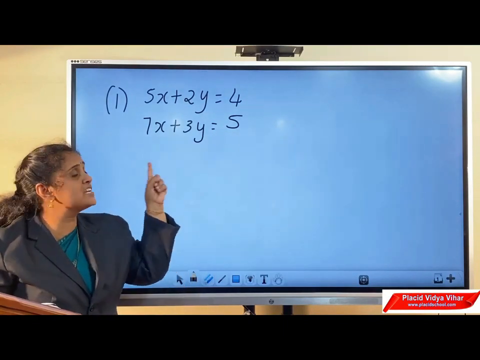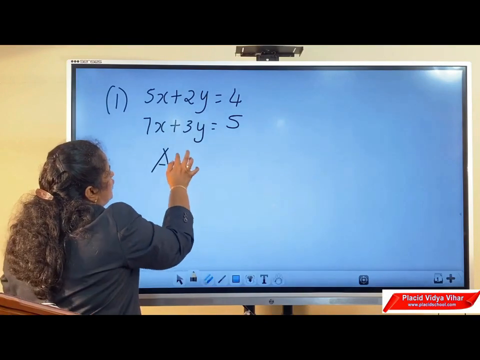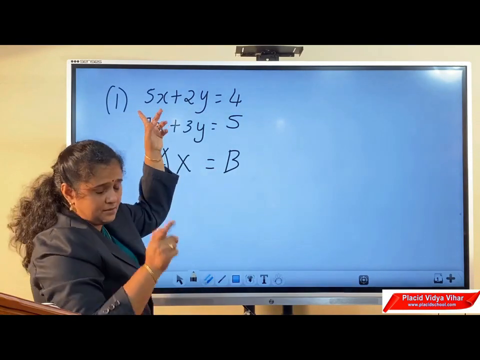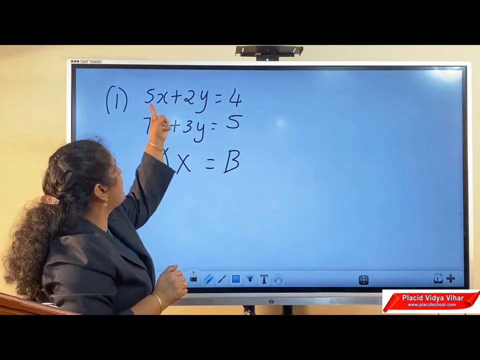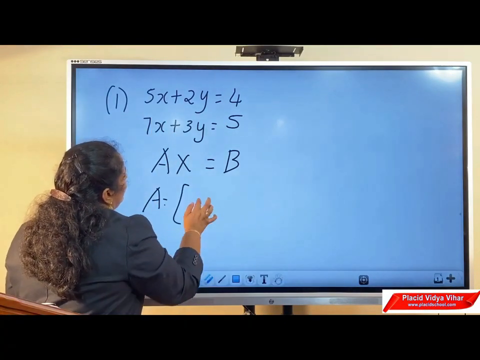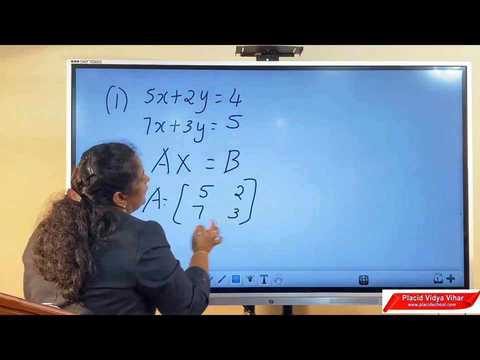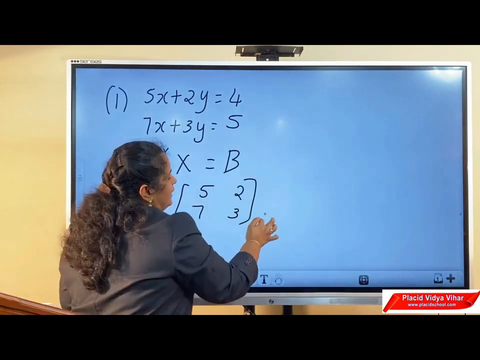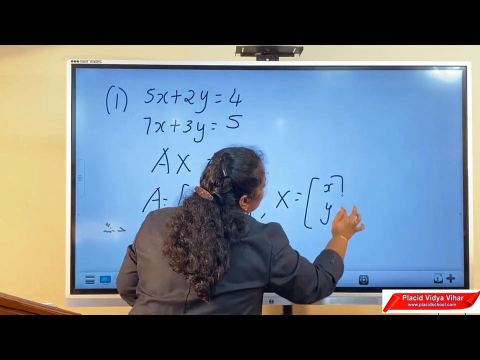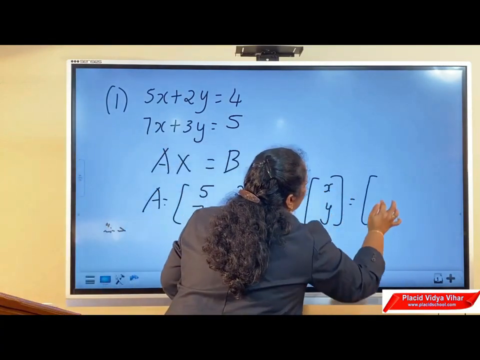The system of equations can be written as AX is equal to B. Write it as a matrix. A is equal to 5, 2; 7, 3. X is equal to, here two variables are there, x and y. And B is equal to 4, 5.